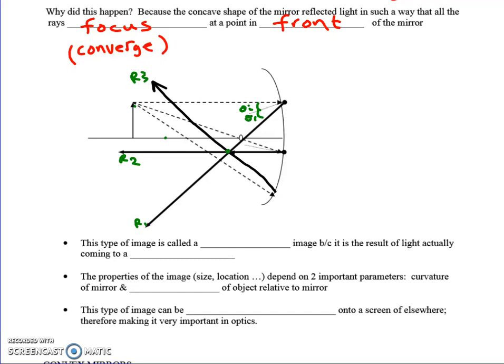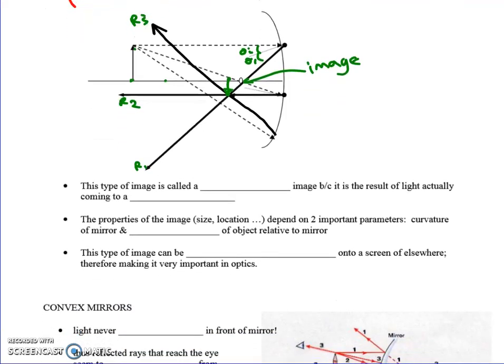And so that's where your eye is going to see the image of the arrowhead. And if we do the same thing with the tail, I'm not going to go through all the rays, we would find that the image of the tail forms right there. So if I connect the two, here is the arrowhead, here is the tail, and that's my image. Okay? And we can talk about the properties of that image. So let's summarize right below.